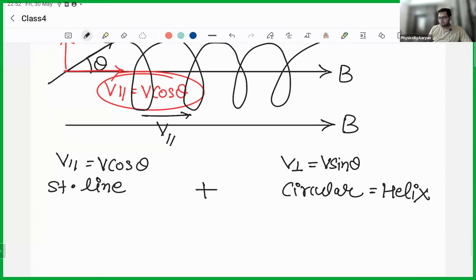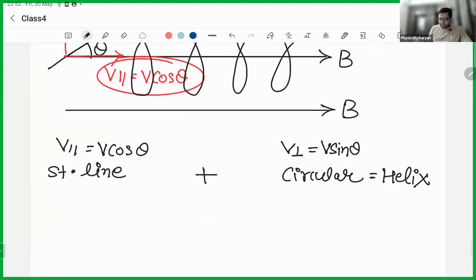Okay. So now you can be asked a few things. Number 1, what is the radius of this circle? The radius of circle will be mv by qB. But in this case, v will be v perpendicular, because the circular motion is because of v perpendicular. That is why the formula will become mv sin theta by qB.